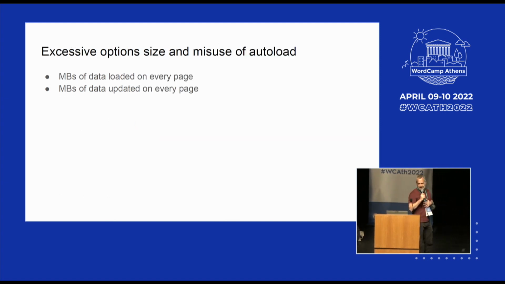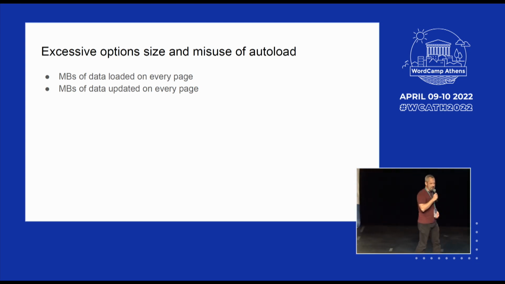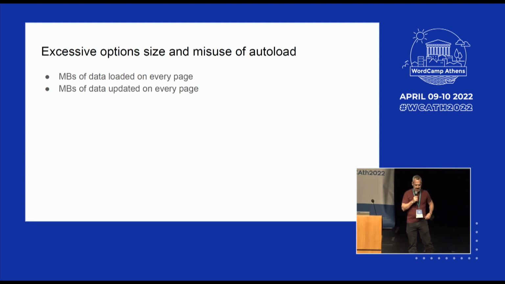Okay, so the excessive option size and misuse of autoload, like I said, there's megabytes of data loaded on every page. This is a problem that I found about 2018. I found a problem with Yoast. They had released an update, and they were saving lots of options into the options table, but they'd also set them to autoload, which means that they were loading on every single page.